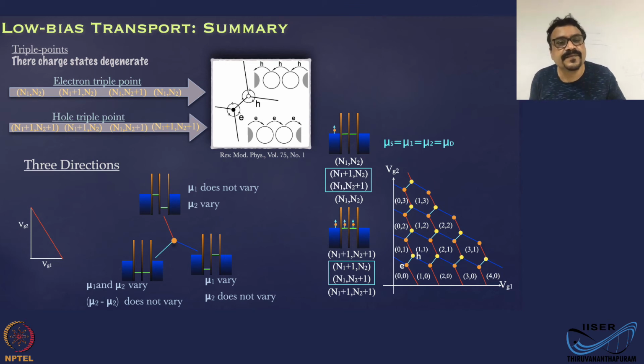So in summary, to have transport happening through the system, you need three charge states, that is (N1, N2), (N1+1, N2), (N1, N2+1), and (N1, N2) degenerate. And similarly, another case, starting from (N1+1, N2+1). If you look carefully, this is two of those edges, two of those motifs of the honeycomb.